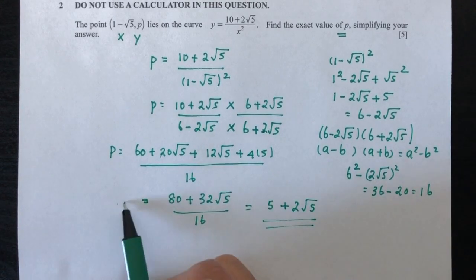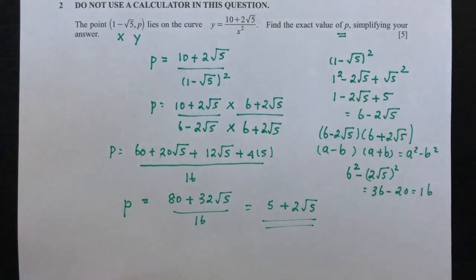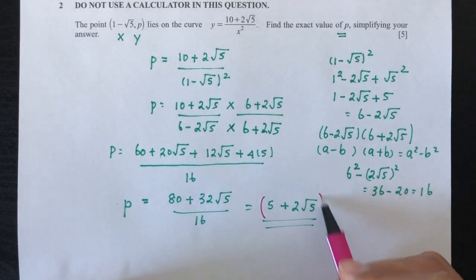So your value of p is equal to 5 plus 2 root 5. And this is your answer for question number 2.